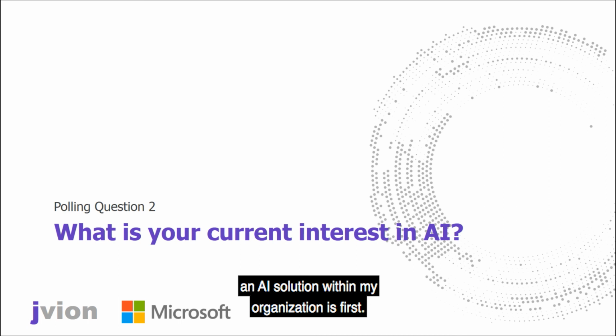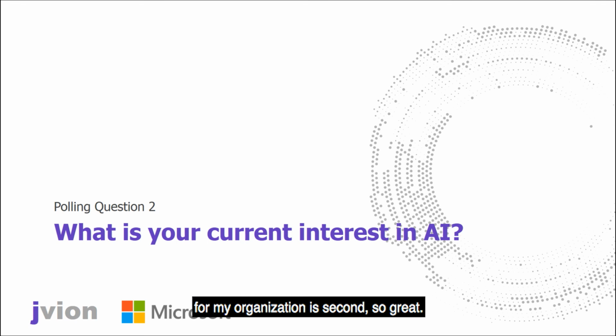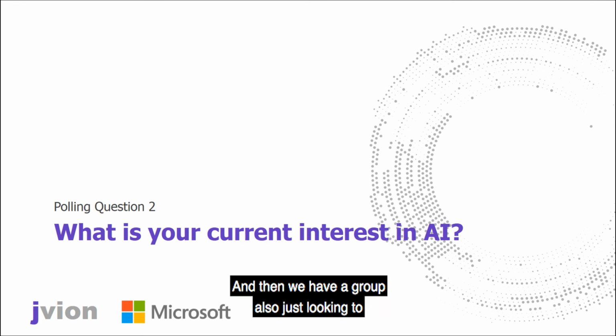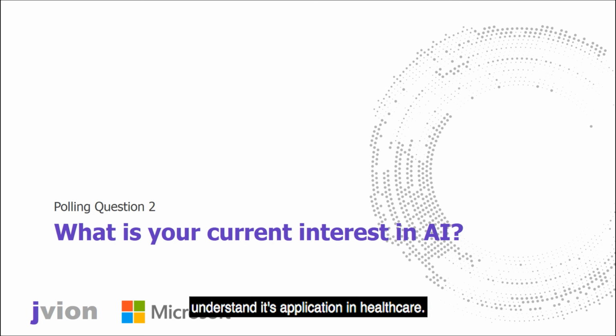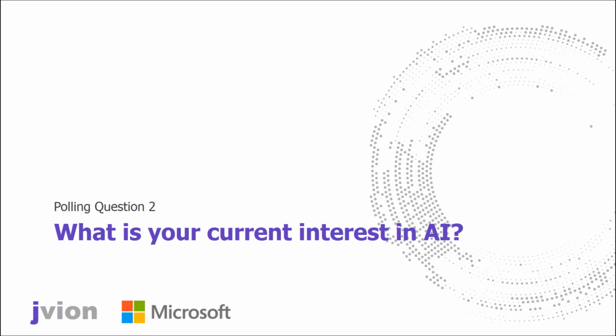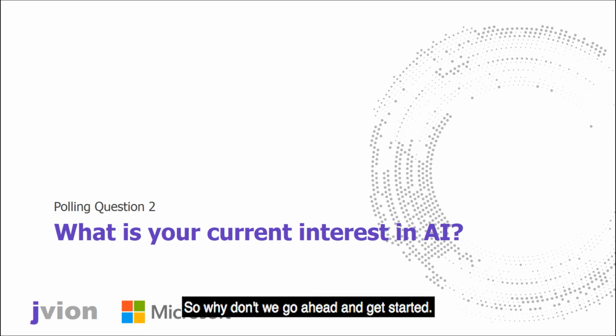And we'll take a look. It looks like "I'm currently working to build an AI solution within my organization" is first. "I'm gathering information on AI and its potential value for my organization" is second. So great. And then we have a group also just looking to understand its application in healthcare. So I'm going to display those results. Can you see them, everybody?